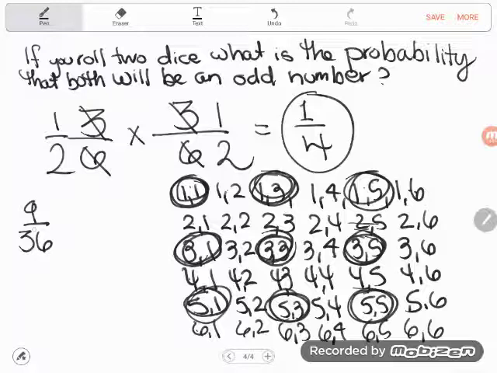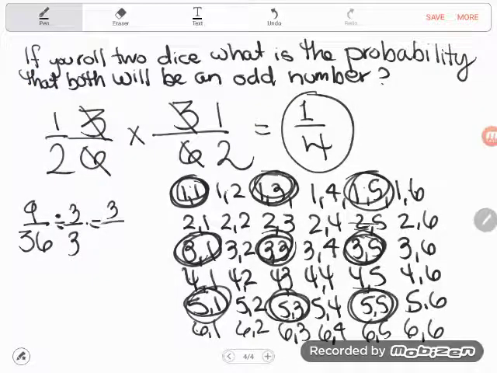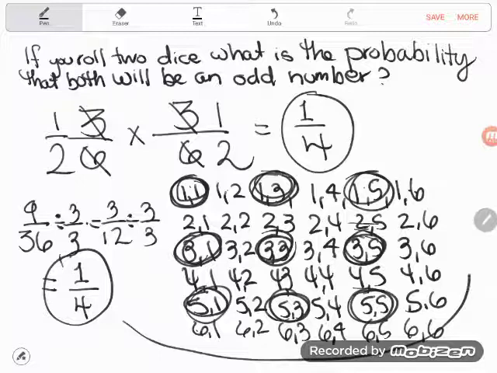I happen to know that both of these numbers are divisible by 3. I'll pull a 3 out of both of them. 9 divided by 3 is 3. 36 divided by 3 is 12. These numbers still have a 3 in common. Let's pull them out. To reduce a number, you pull out all the common factors. 3 divided by 3 is 1. 12 divided by 3 is 4. And take a look at that. Good math always works. Okay, great.